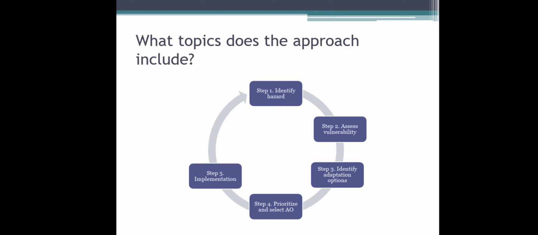And the fifth step is implementation. Here the farmer implements in practice the adaptation measure which was selected according to step 4. The sixth step is the evaluation and monitoring of the implemented adaptation measure. As this cycle shows, the farmer goes through the whole stage, starting from identification of climate hazards to implementation of the adaptation measure and evaluation of the results.